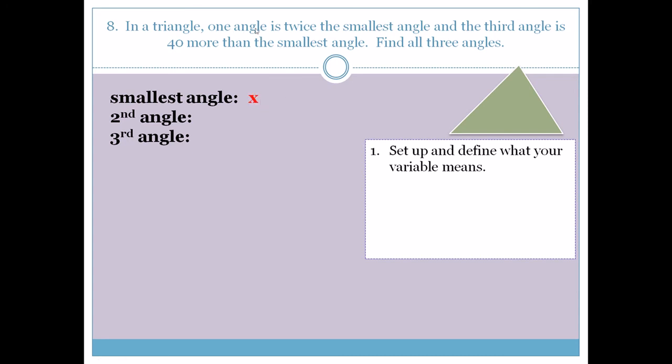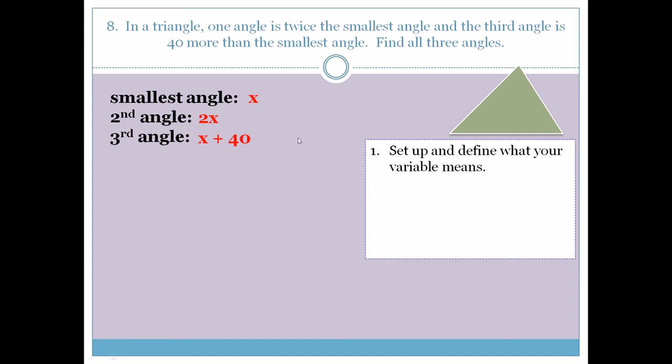It says one angle is twice the smallest angle. Well, that could be the second angle is twice. So how would I show twice the angle? Yeah, 2x. The third angle is 40 more than. So what does 40 more than mean? Add: x plus 40. 40 more than the smallest angle. You could have written 40 plus x. Either way works for me.